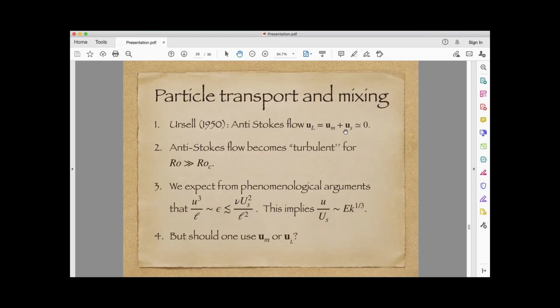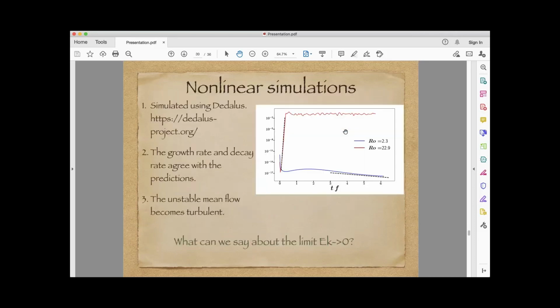Okay, so we did do some nonlinear simulations. These are some work which I did more recently, and we used a code called Daedalus, which is an open source code. Firstly, we checked with the theoretical argument that we do predict a growth and a decay whenever the system is allowing for growth and decay using this linear stability analysis.